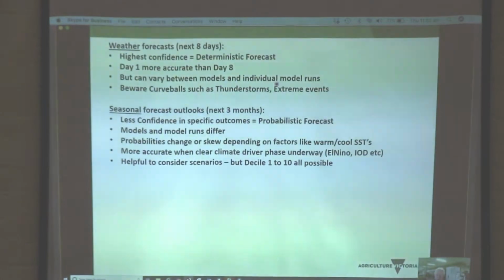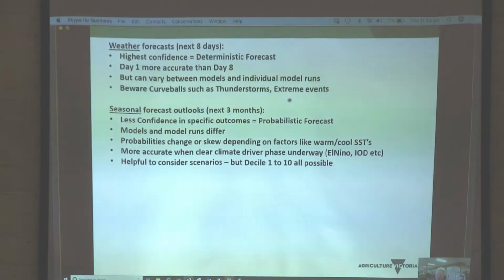But it can vary between models and individual model runs, so no one really knows exactly what's going to happen in 6 days' time. Sometimes the models all agree, and sometimes for extreme events they can vary a bit. And the big curveball for weather forecasts is around thunderstorms and extreme events. While they might be able to predict that there might be thunderstorms in 3 days' time, they don't know until the thunderstorm actually starts. So you might only have an hour's notice about where they actually happen.